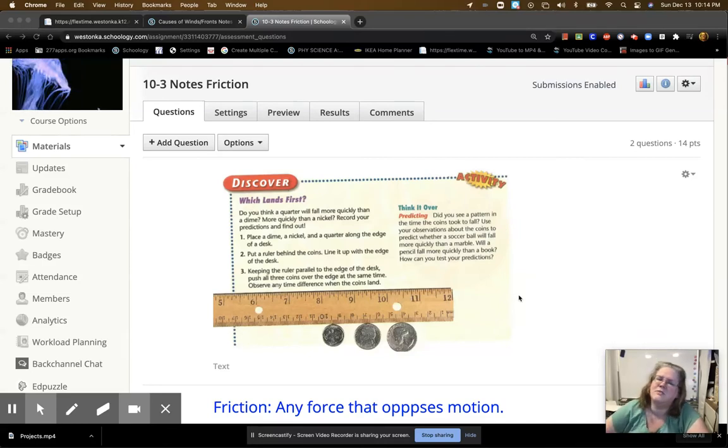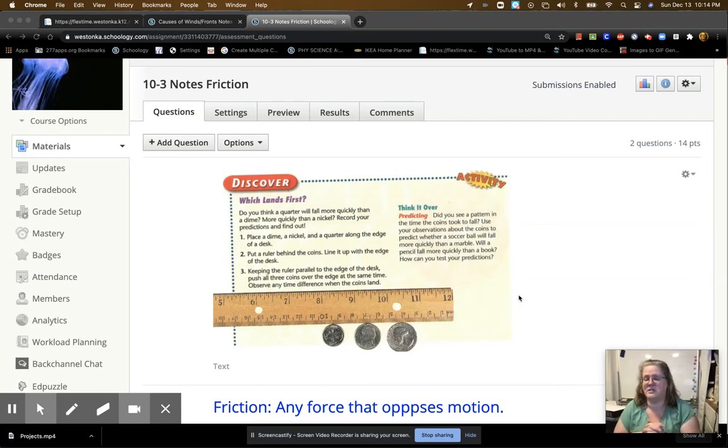All right, it's time to take a look at friction. So normally if I was in class, we would do this, but you can do this at home. It's a pretty easy demonstration. If you have a flat edge surface like a ruler and three different size coins and you push them all so that they fall off the table at the same time, you will find they should all hit the ground at the same time because they're roughly the same surface area.